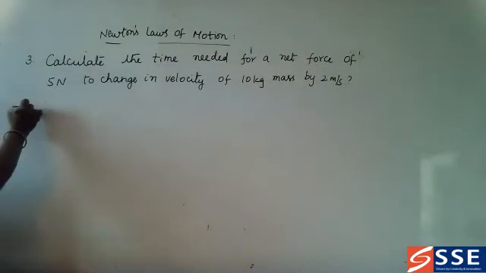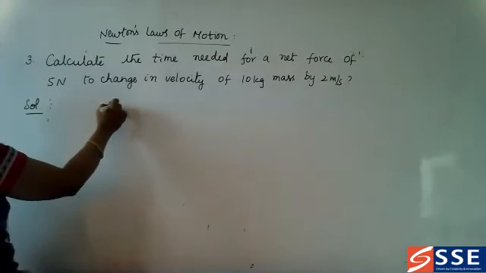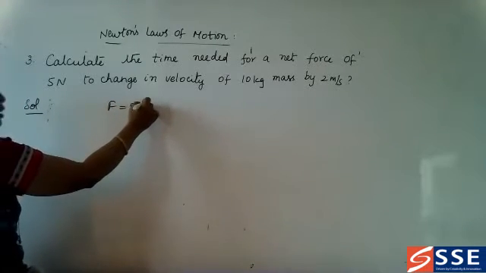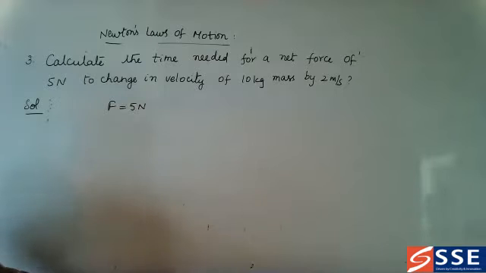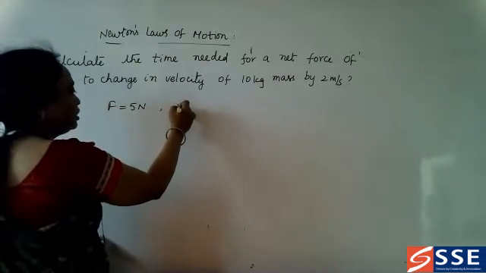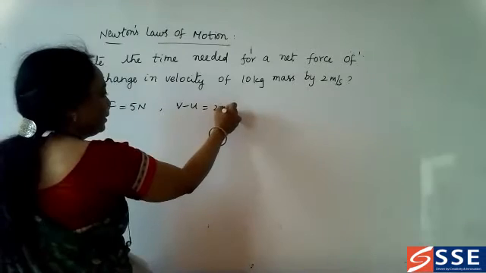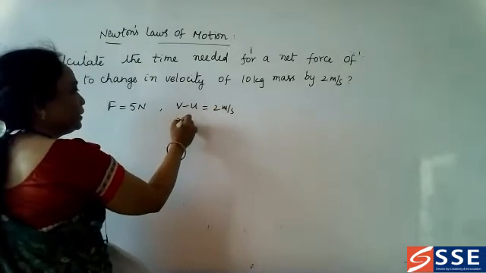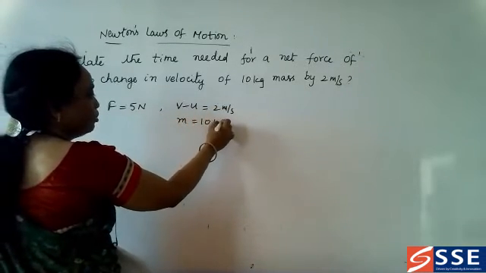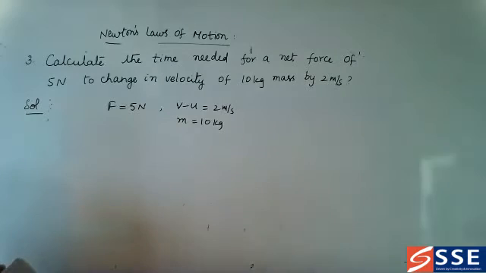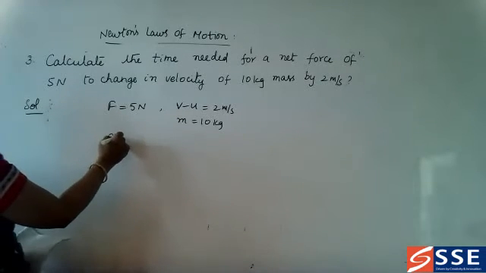Okay. So in the solution you see, force is given. F is equal to 5 Newton. Change in velocity. So how do you write the change in velocity? V minus U. V minus U is 2 meter per second. And the mass is given as 10 kg. So find out the answer, time. How do you calculate time? So F is equal to ma.